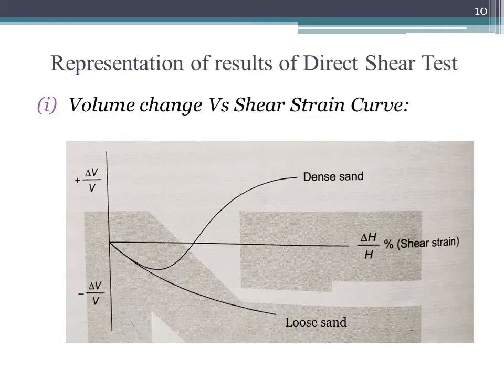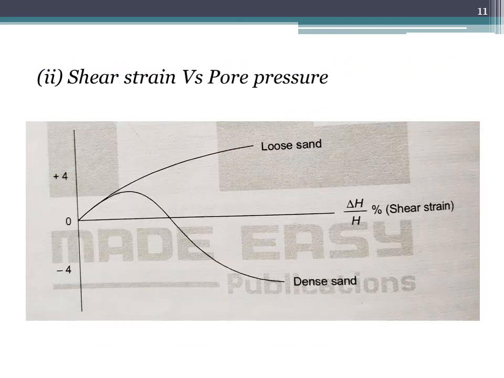This is the arrangement for direct shear test, and in this figure we can see the proving ring and the square box, that is called a shear box. In the longitudinal direction we apply the shear force and the soil sample will get sheared, and the number of divisions can be measured. Second one is shear strain versus pore pressure. Similarly, here the upper curve shows loose sand and the negative curve goes for dense sand.